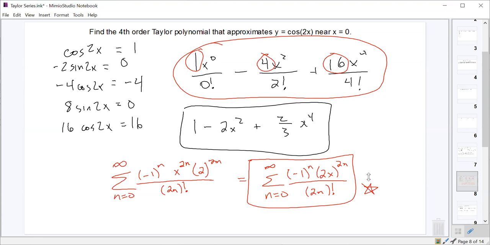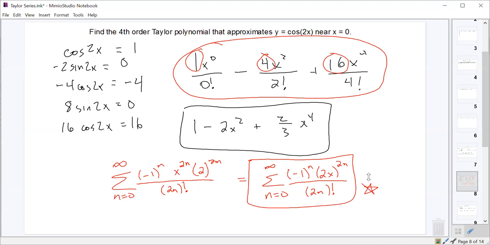That's correct. Yes, Nick, it's just the x value that changes. So whatever the argument within that cosine is, it should change to whatever that is in the series. So we had cosine x in the original series, which gave us x to the 2n. If you put in a 2x, it's just the x that changes to 2x. Everything else stays the same.